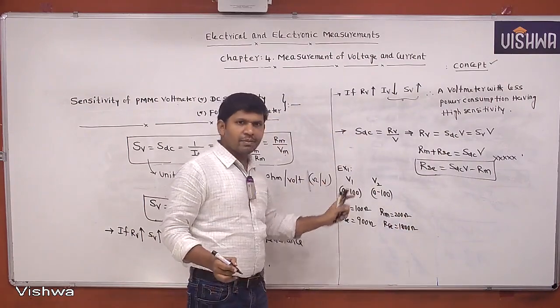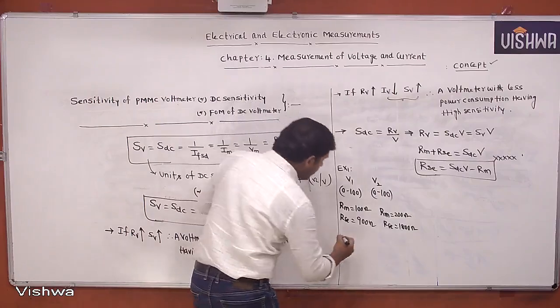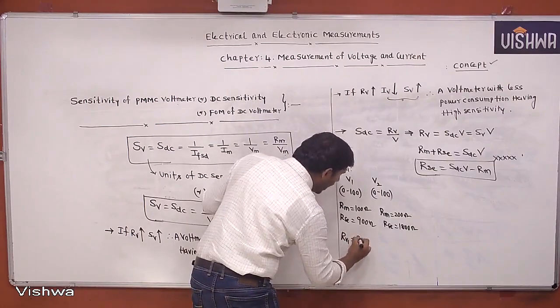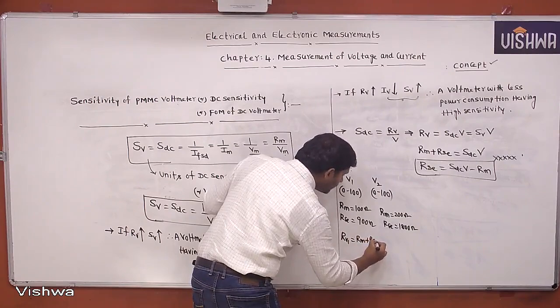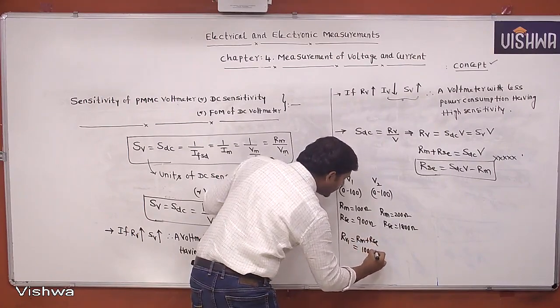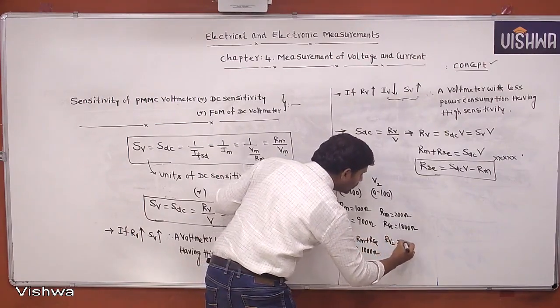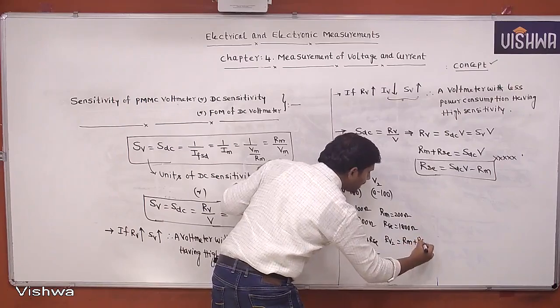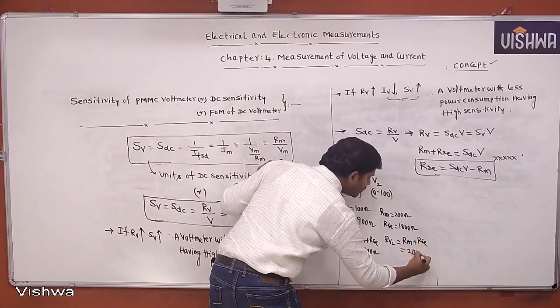Then both are the same range of voltmeter. Now you tell me, what is RV1 equal to? RM plus RSC. This equals 1000 ohms. What is RV2 equal to? Yes, RM plus RSC. This equals 2000 ohms.